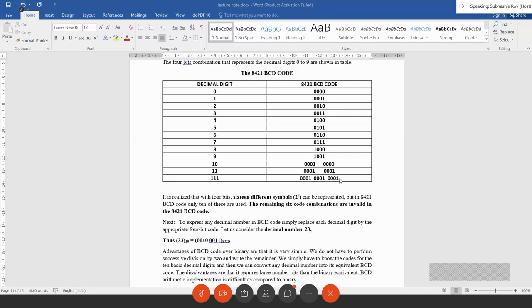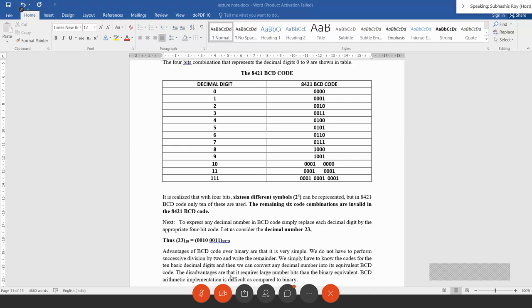So this is the first advantage of this BCD code. The advantage of BCD code over binary is that it is very simple. We do not have to perform successive division by two and write the remainder. We simply have to know the codes for the 10 basic decimal digits. Then we can convert any decimal number into the equivalent BCD number.